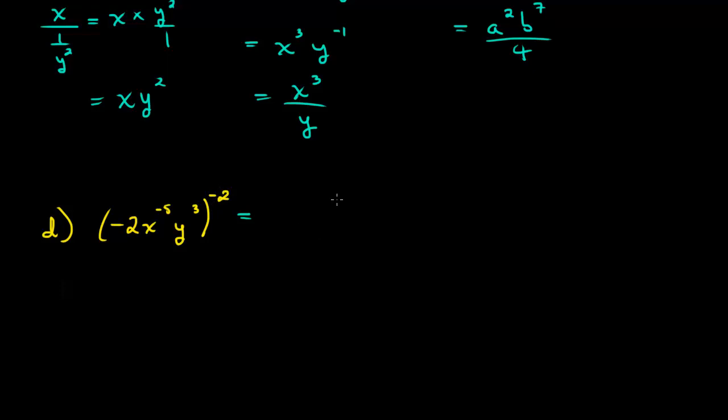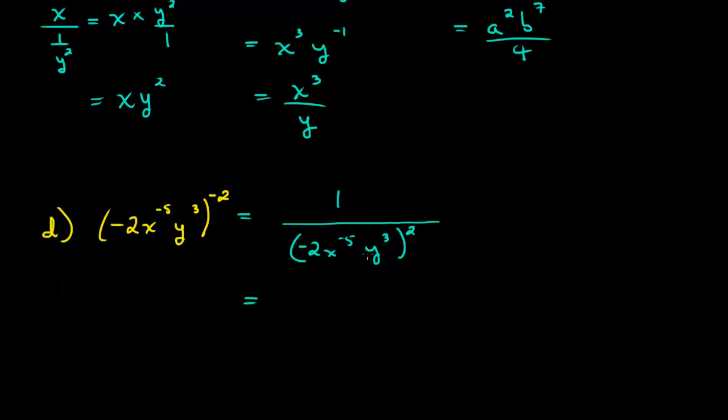So I can rewrite this as 1 over negative 2 x to the power of negative 5 times y to the power of 3, all to the power of positive 2. All that I've done is take the reciprocal of this to make this a positive exponent.